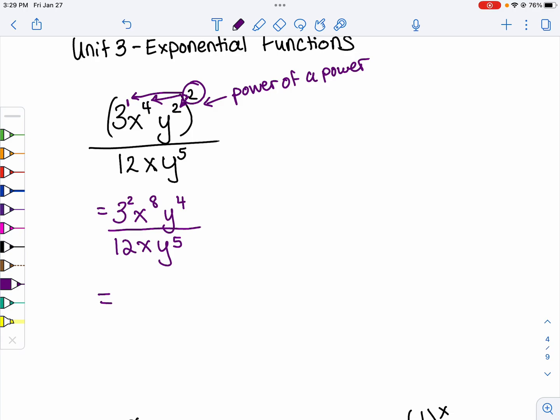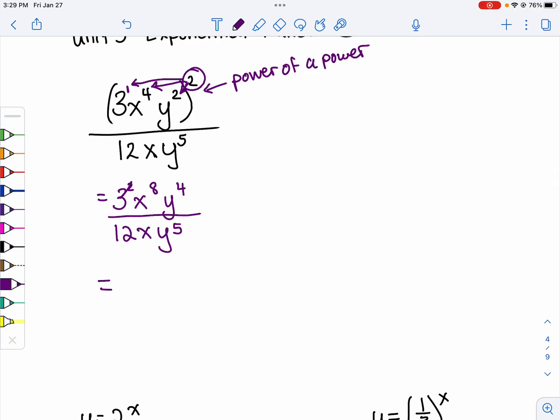And then next, I'm going to change 3 squared into a 9. Next, you're simplifying. So 9 over 12, I'll just divide them both by 3. So it'll be 3 over 4. And then with the x's, you're subtracting exponents. So this is an 8 and this has a 1. So 8 minus 1 would be 7. And for the y's, 4 minus 5 would be -1.